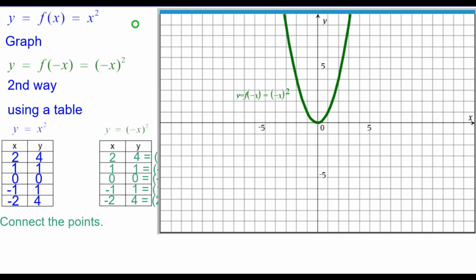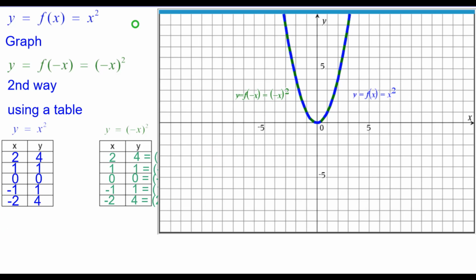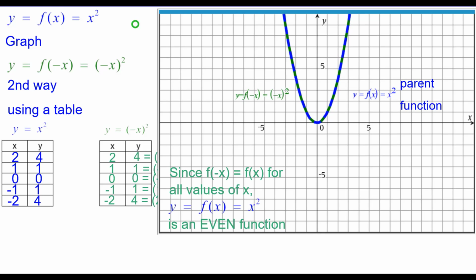Connect the points, and again compare to the parent function. Since f of the opposite of x is equal to f of x for all values of x, again we call this an even function.